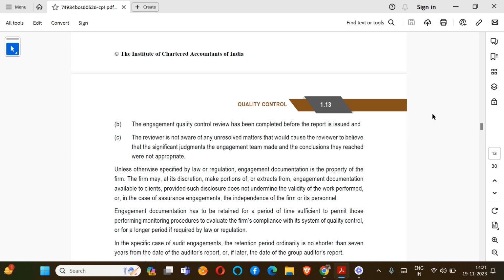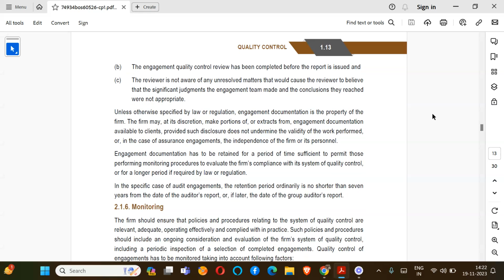हमें देखना है कि क्वालिटी कंट्रोल रिव्यू जो है वो टाइमली कंप्लीट हो गया था. फिर हमें देखना है कि रिव्यूअर जो है कोई ऐसे मैटर्स तो नहीं है जो अनरिजॉल्व्ड हों अभी तक. And we have to see whether the significant judgments that the team made, the conclusions that they came across, are appropriate or not.